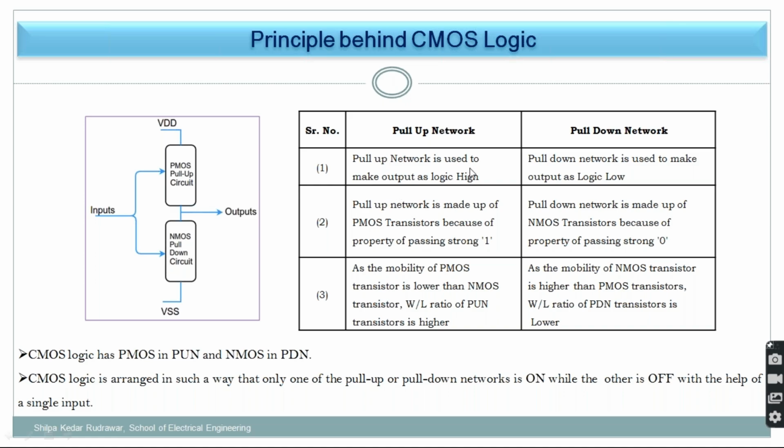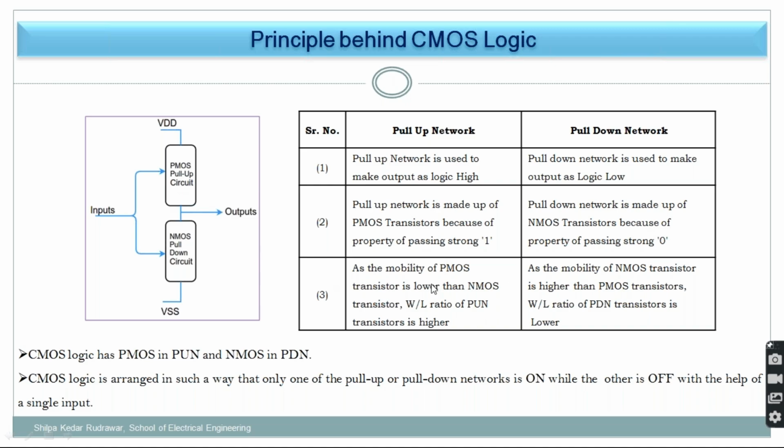The pull-up network is used to make the output logic high, because it acts as a switch, and when it is on, VDD is applied to the output. Related to the pull-down, as this is on, that will be off, because I told you about the complementary arrangement, at a time only one will be on. If the pull-down is on, the capacitor will discharge and the output will be 0. PMOS passes strong 1, and that's why it is connected in the pull-up network, and NMOS passes strong 0.